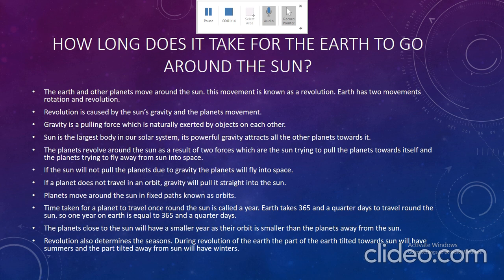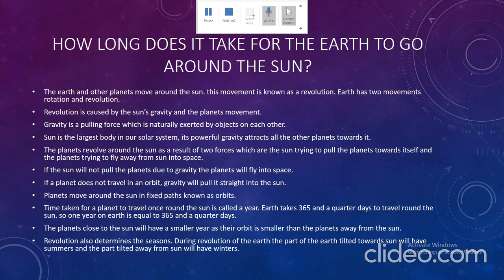The first force is exerted by the sun, which is the force of gravity, and it is trying to pull the planets towards it, and the other force is exerted by the planets. They are trying to fly away into space, away from the sun, because they don't want to fall into the sun. All right, so they are trying to fly away from the sun because of that force, and the force of gravity exerted by sun on the planets. The two forces are balancing and the planets are orbiting around the sun.